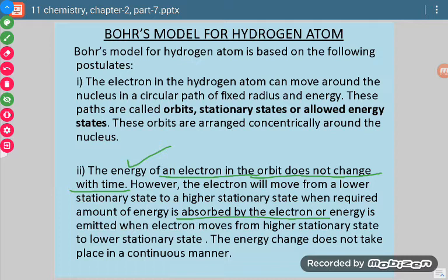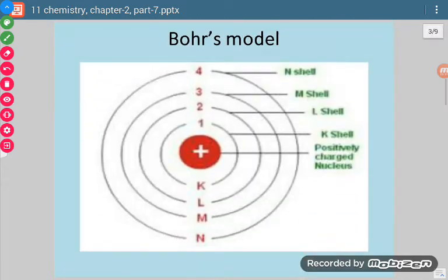We are saying that the electron remains in a fixed path which is called an orbit. If the electron has to move from a lower to an upper stationary state or energy level, then it has to absorb some amount of energy. In case it has to go from a higher energy level to a lower energy level, there will be a loss of energy, so energy is emitted. This is the second postulate.